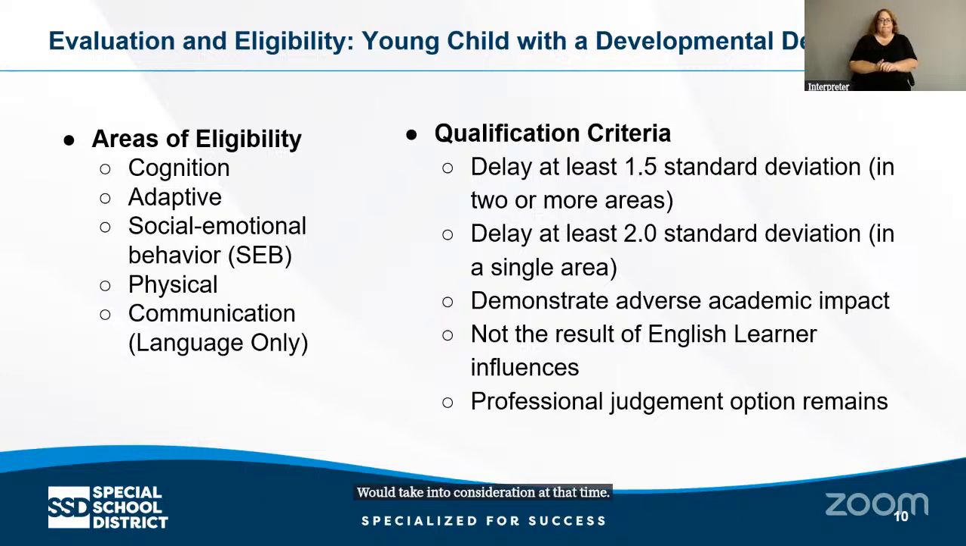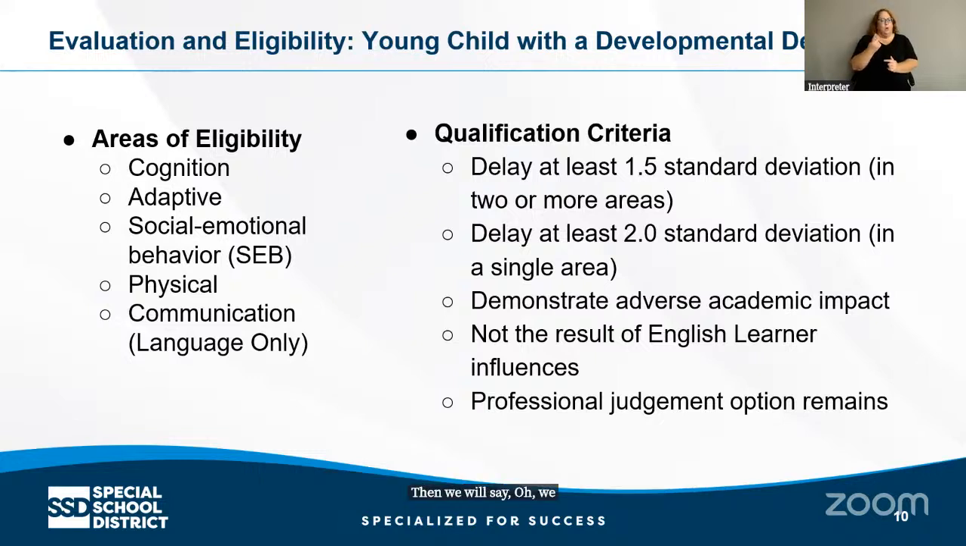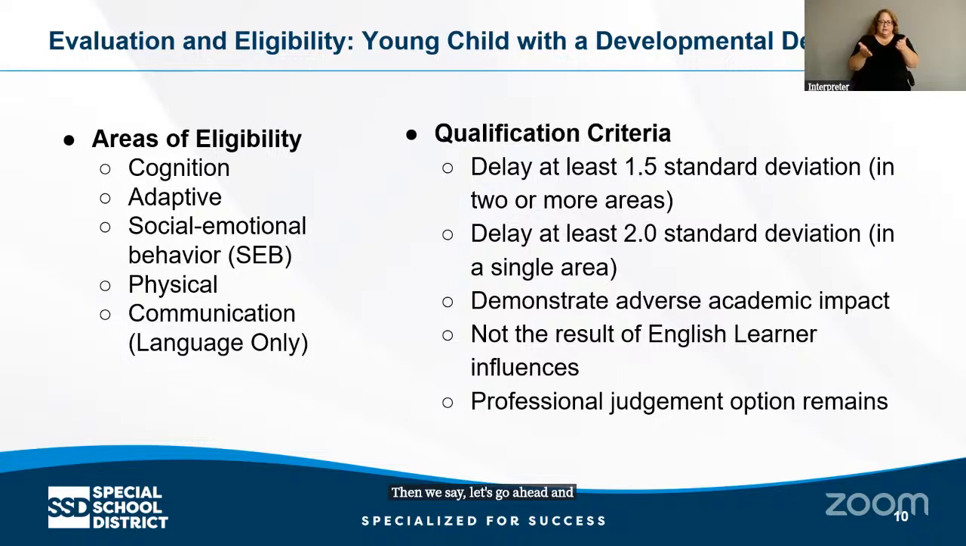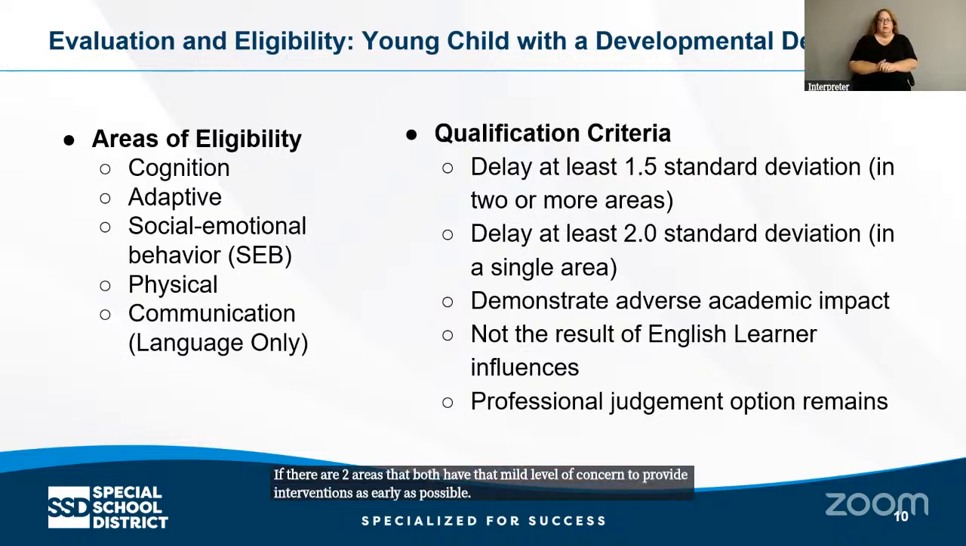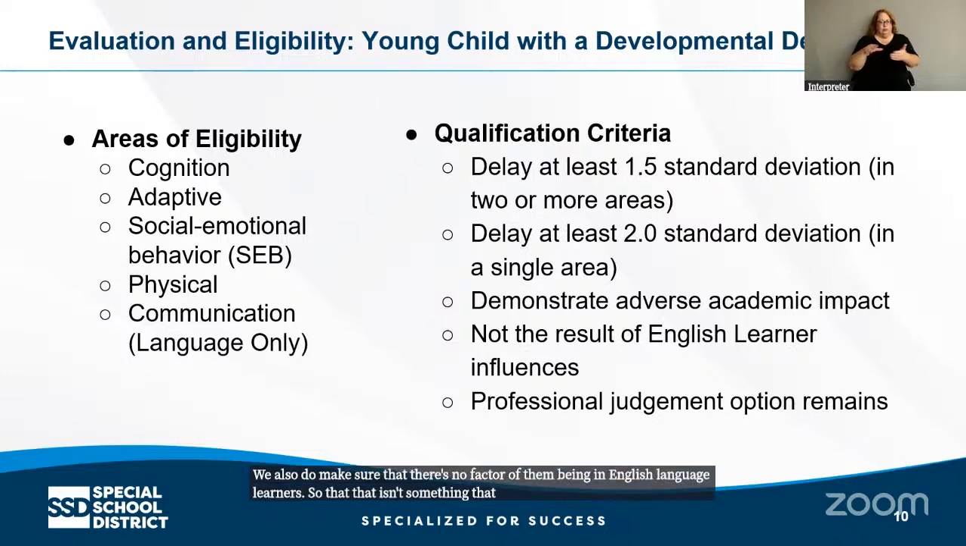They do look at the mean, where they have the average of where students are developing. And if we see that there's one area that does have that mild delay, then we will say, oh, we think that you can work on that a little bit more. But if we do see one area that has that moderate delay, then we say, let's go ahead and provide those services. If there are two areas that both have that mild level of concern, we want to provide interventions as early as possible. We also do make sure that there's no factor of them being an English language learner, so that that isn't something that's under consideration.